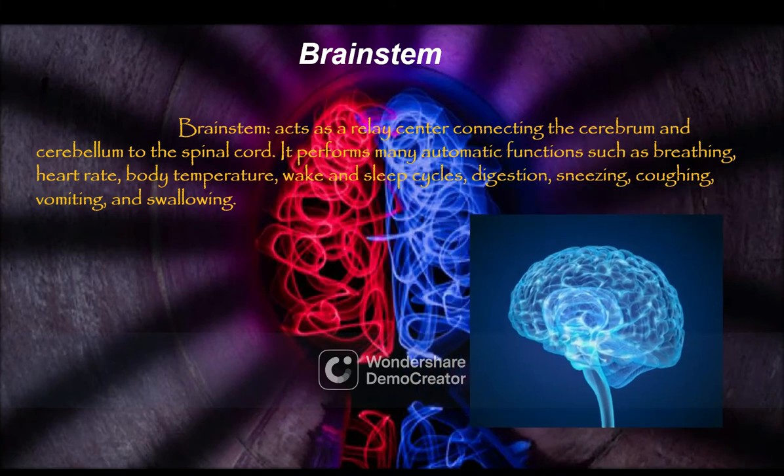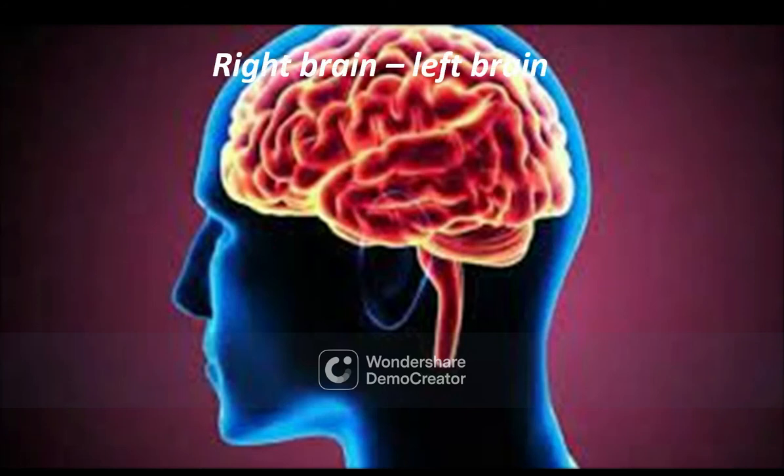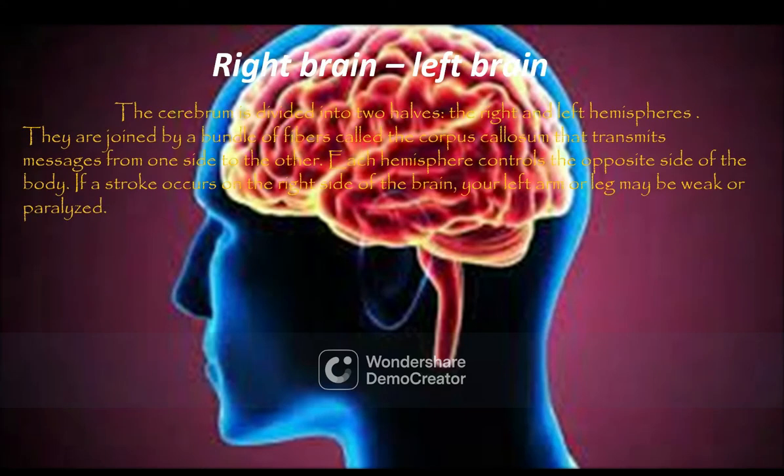After that, let's talk about the right brain and the left brain. The cerebrum is divided into two halves, the right and left hemispheres. They are joined by a bundle of fibers called the corpus callosum that transmit messages from one side to other. Each hemisphere controls the opposite side of the body. If a stroke occurs on the right side of the brain, your left arm or leg may be weak or paralyzed.